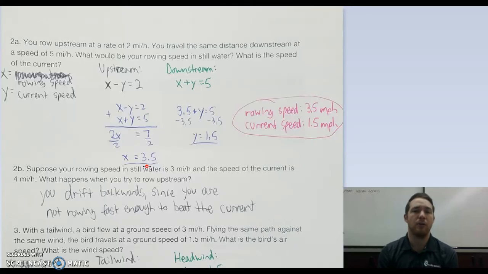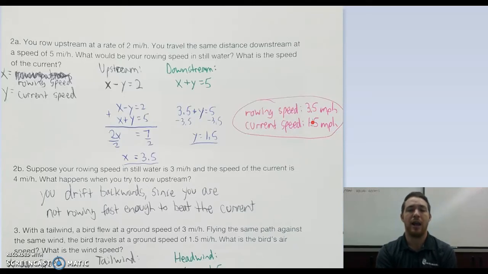We were looking for two things here. We did need rowing speed and current speed. So you do got to make sure that after you get your answer for x, I plug that back into either of those two equations. I use the second one. And if I isolate for y, I also get my answer there. So we find that the rowing speed is 3.5 miles per hour. Current speed is 1.5. Should also work if you check your answer.